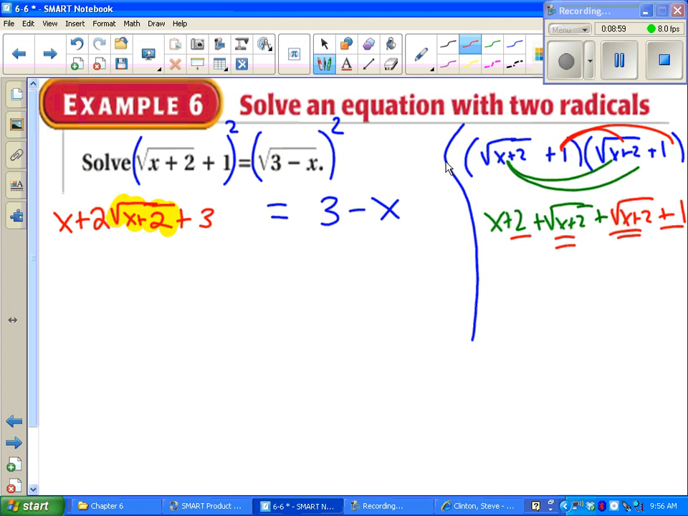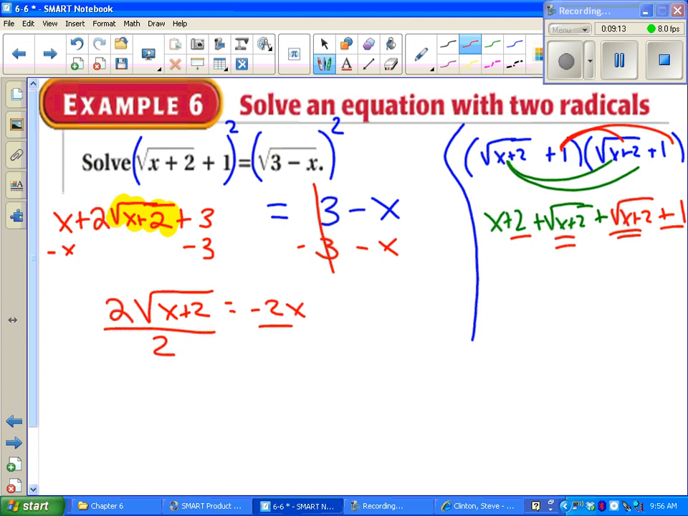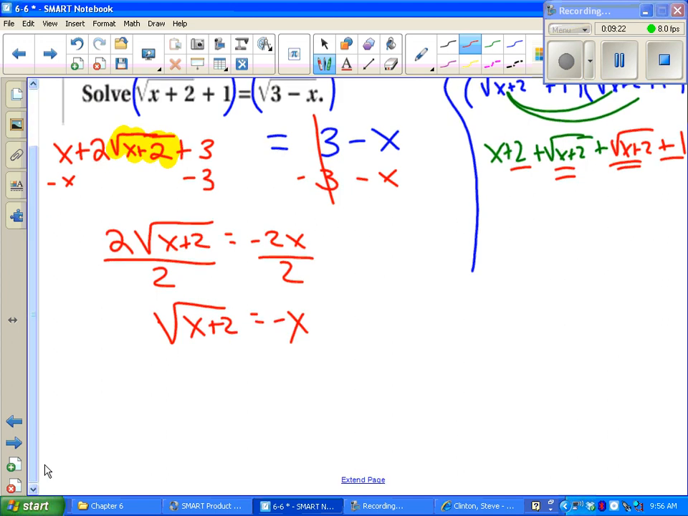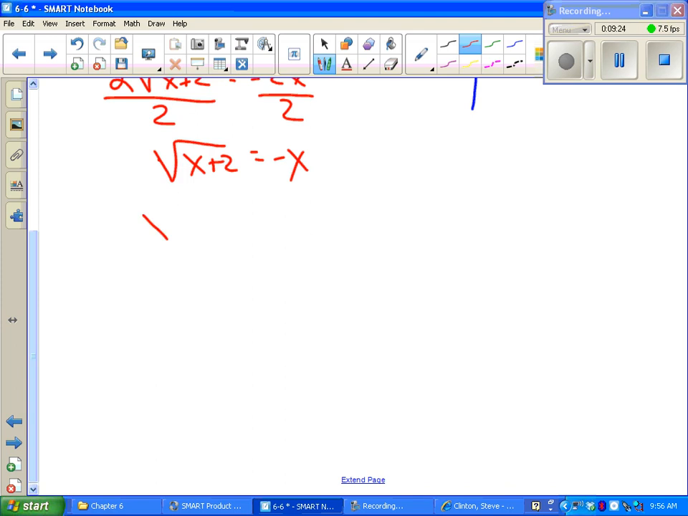So I'll do that by subtracting 3 from both sides, which actually turns out really nice. And I'll subtract x from both sides, which isn't as nice, but it's still not too bad. I probably want to get rid of that 2 in front before I square both sides. It's not required, but it makes the number smaller. Now I can square both sides again. So we do that and we get x plus 2 equals positive x squared.